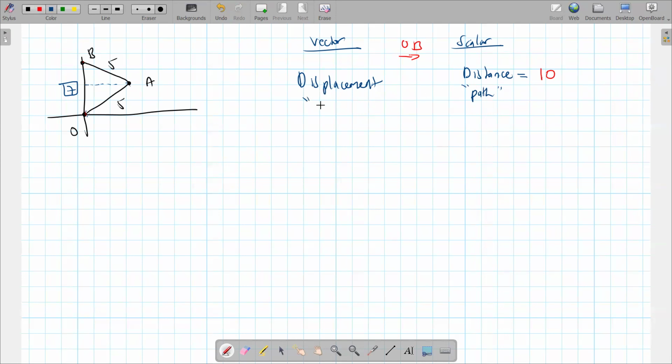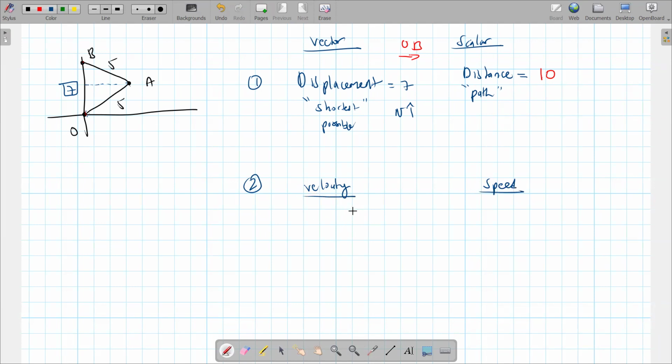Displacement is the shortest possible distance. So what's the shortest possible distance between those two points? 7. So that's the difference between displacement and distance. Displacement is a vector quantity, which means it requires a magnitude and also a direction. So we're going to say 7 north. Distance doesn't. That's the highest level. A level deeper, we have velocity, and on the other end, we have speed.